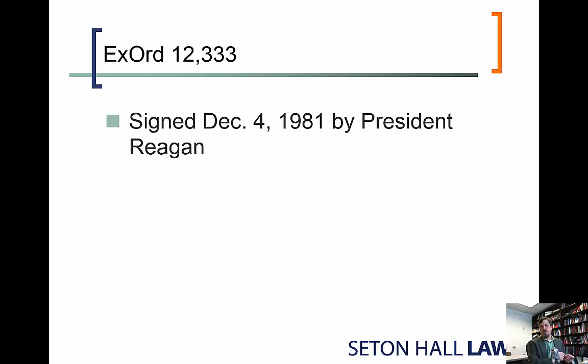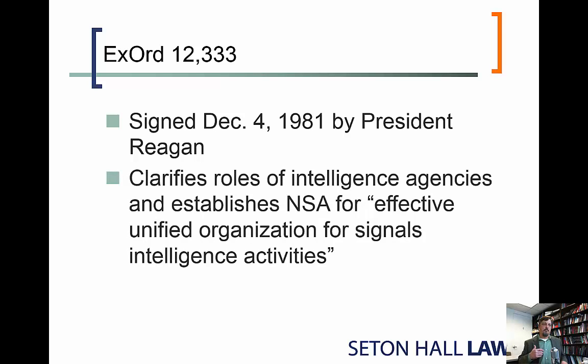This particular executive order goes back to President Reagan and the height of the Cold War. What this executive order does is it tries to clarify and consolidate the roles of the United States intelligence services, and it establishes the National Security Agency, the NSA. And notice that the remit of the NSA is for the unified and effective organization of signals intelligence.